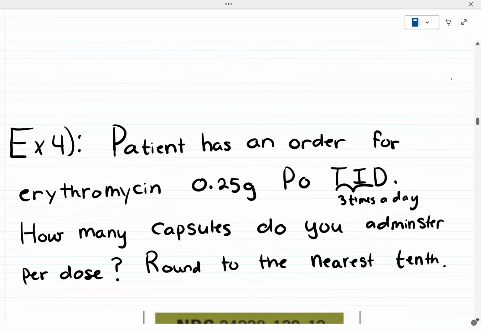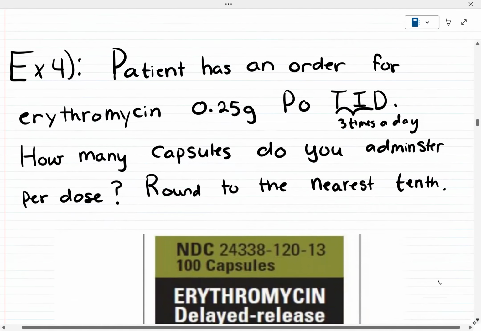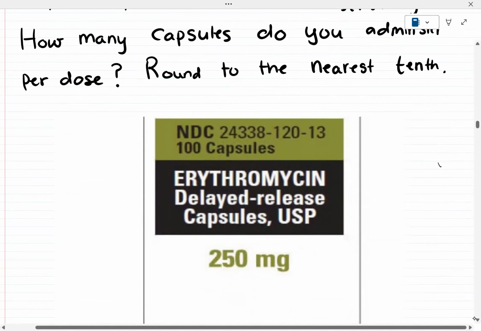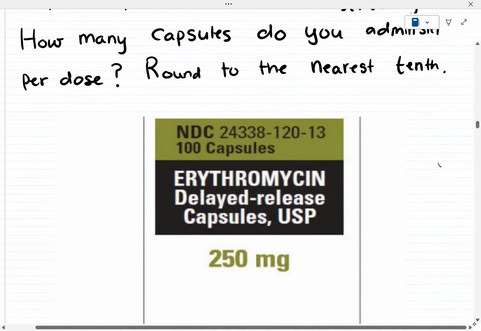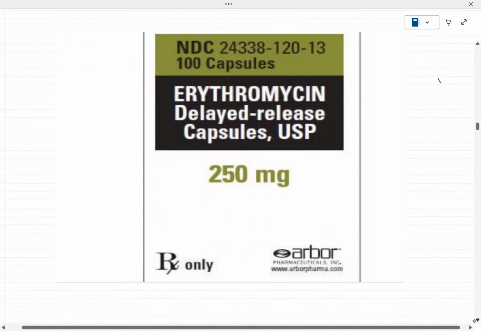Okay, so a patient has an order of erythromycin of 0.25 grams PO TID, 3 times a day. How many capsules do you administer per dose? Round to the nearest tenth. Here is the label of the drug. You just have to know that for one capsule there's 250 mg, and that TID represents 3 times a day. The others are not really that important.